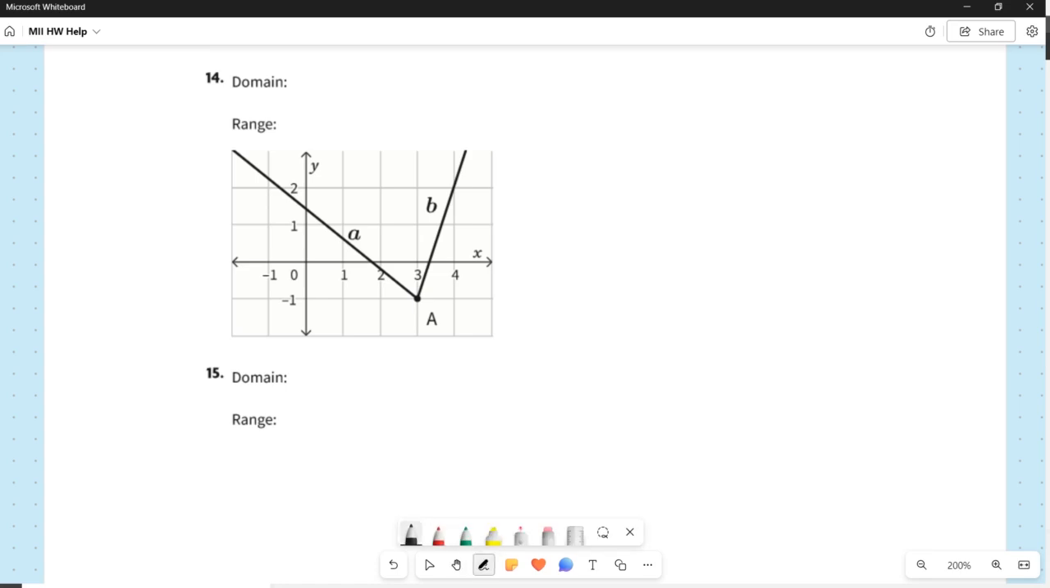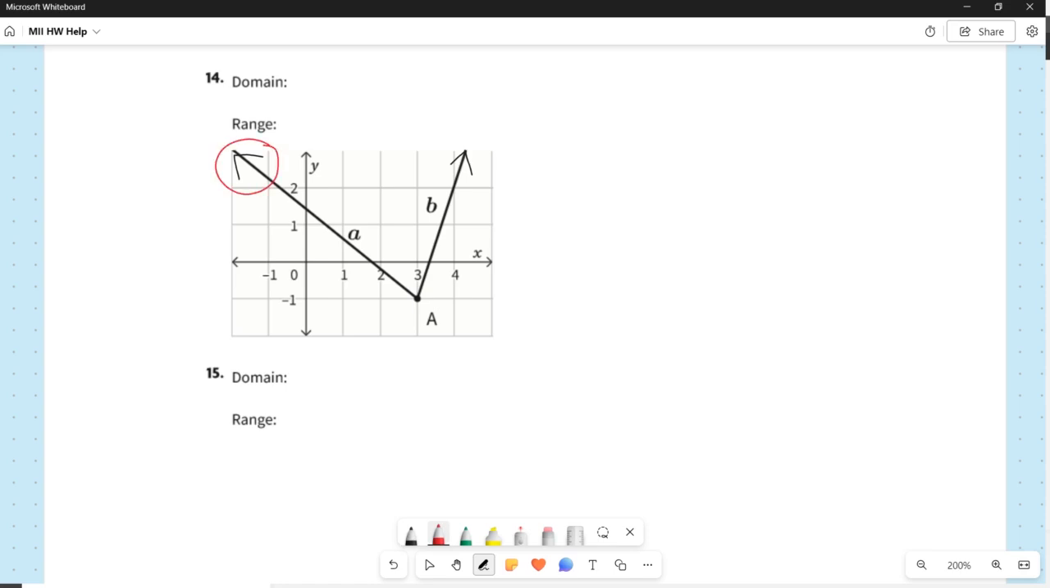Because not only are we allowed to assume, we kind of have to assume that this graph continues in both of these directions, right? So we're just seeing this piece of this graph, but it does continue to the top left and the top right. So the domain, again, is asking us what are all of the possible x values that could serve as inputs into this function.